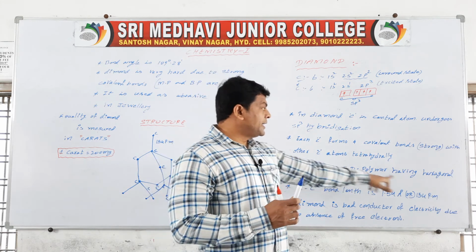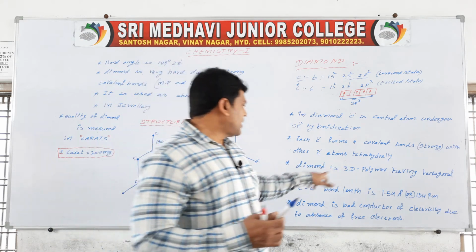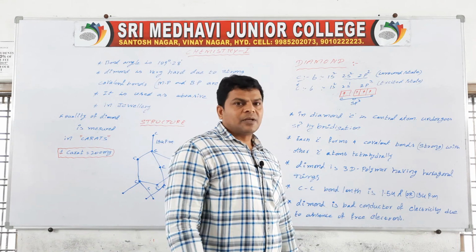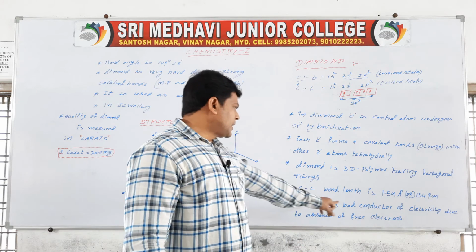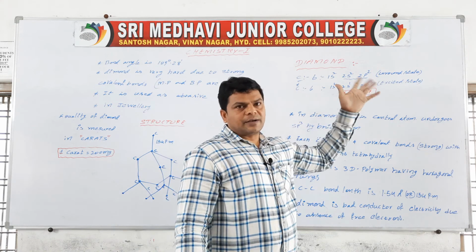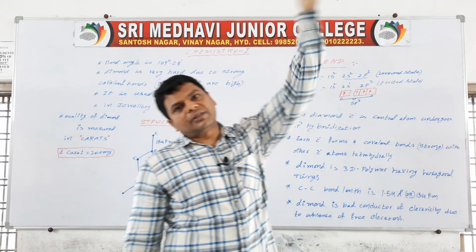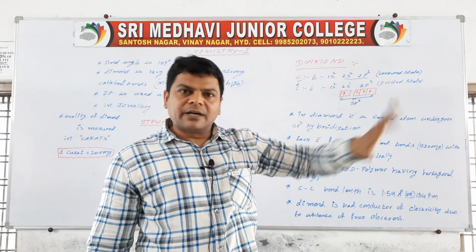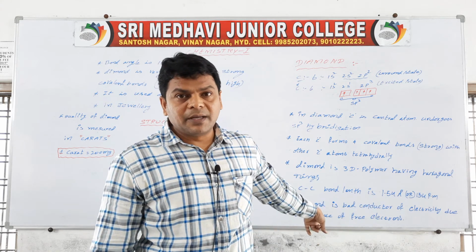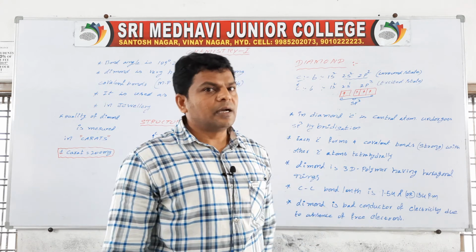So diamond is a 3-dimensional polymer. Poly means many, mer means units. It is a giant molecule, having hexagonal rings. The carbon bond length is 1.54 angstrom units or 154 picometers. So diamond is a bad conductor of electricity due to the absence of free electrons. The 4 unpaired electrons are bonded with 4 other unpaired electrons of carbon. So due to the absence of free or mobile electrons, it acts as a bad conductor of electricity. If you pass electricity through diamond, it can't allow it.